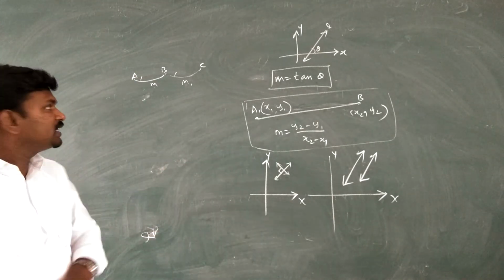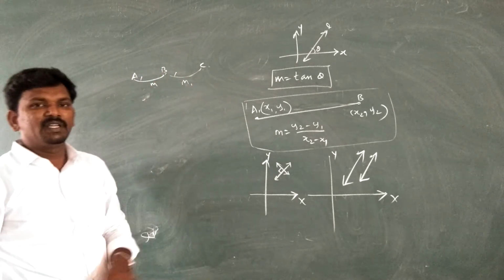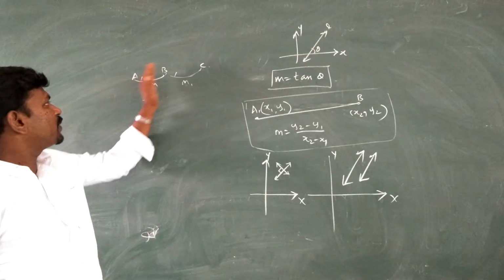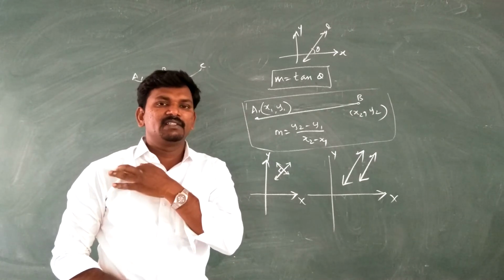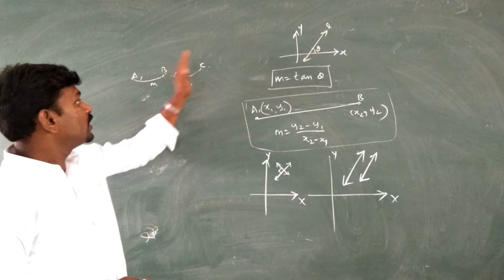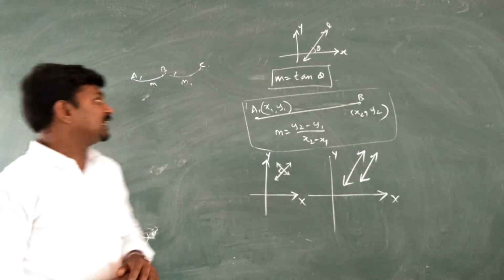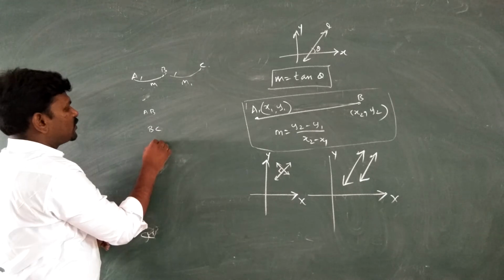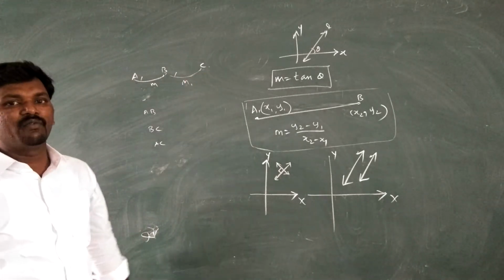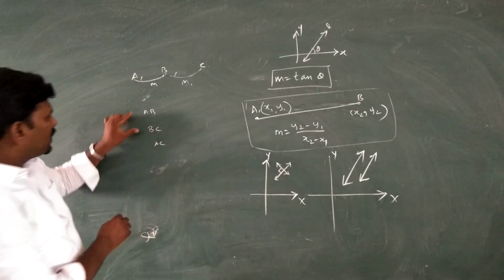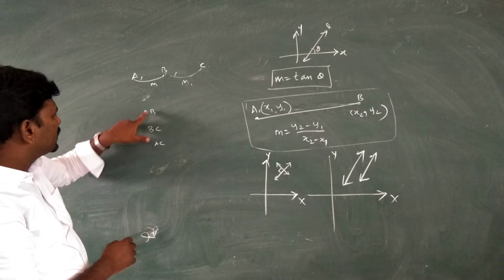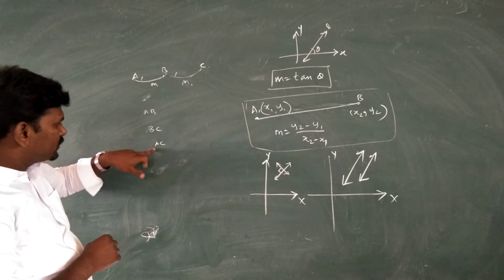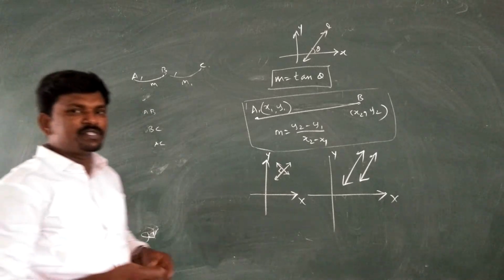In some other questions, they will give 3 vertices A, B, C, and they will ask us to prove these given 3 points are the vertices of a right angle triangle. In that case, we have to find the slope of AB, slope of BC and slope of AC. Then we have to compare the slopes. We have to find the product of these two slopes, these two slopes and these two slopes. In 3 ways we have to check their product.